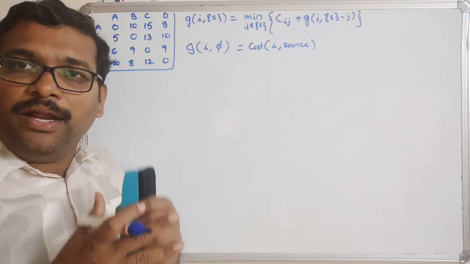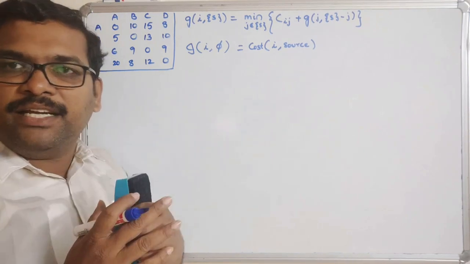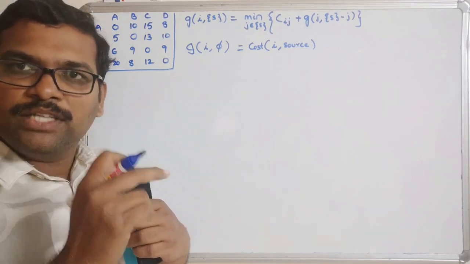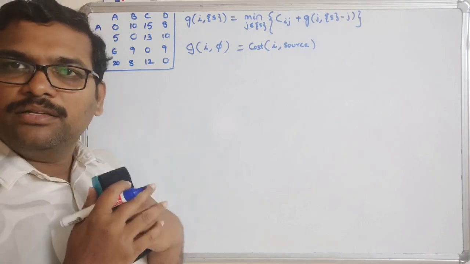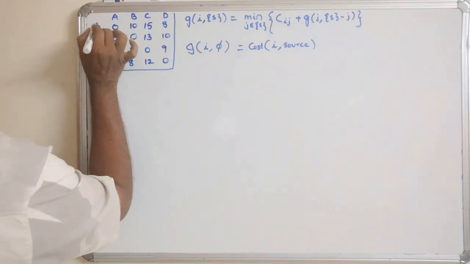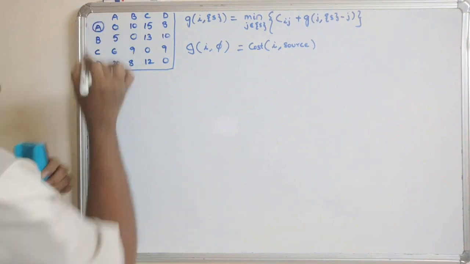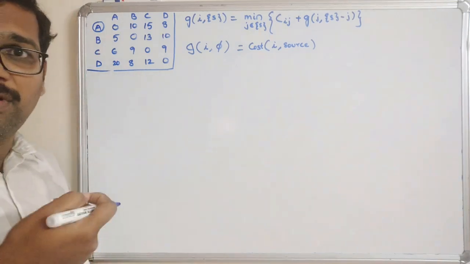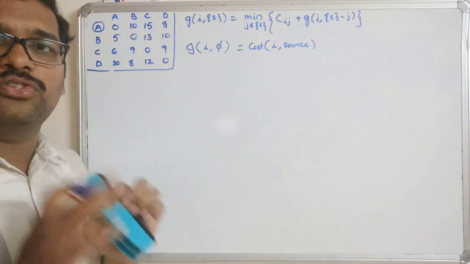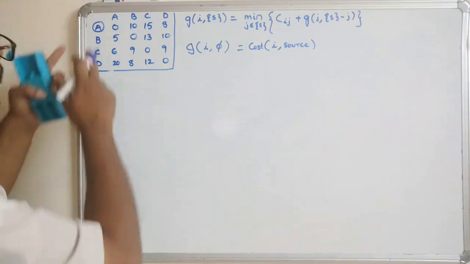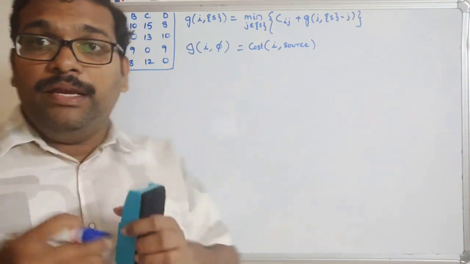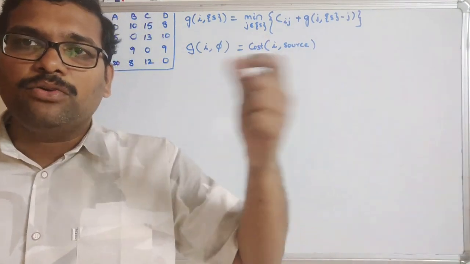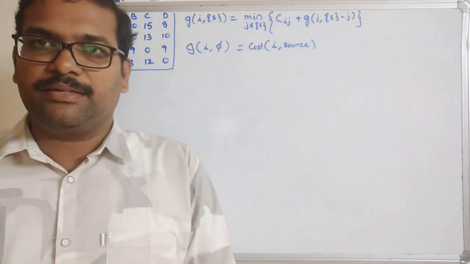Now we need to find the minimum distance from the source vertex, visiting all other vertices exactly once, and come back to the source vertex. We can consider any vertex as the source vertex. The first step, as we have seen in our previous session, is to select the source vertex. So here I will select the source vertex as A. Now we need to start from A, visiting all nodes, and come back to A with a minimum distance.